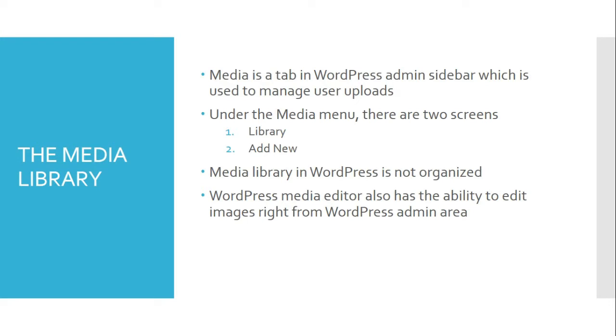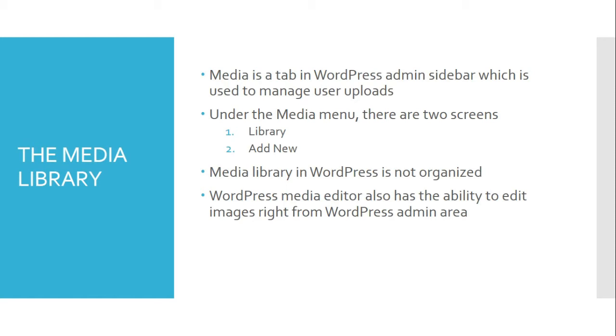Remember, users can also upload media while writing a post or page. However, the Add New link allows users to upload files without attaching them to a specific post or page. The biggest complaint about the media library in WordPress is that it is not organized. All media files are stored and organized based on the year and month they were uploaded in a folder called Uploads in WP Content Directory.